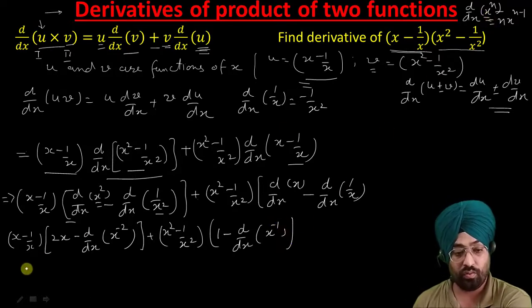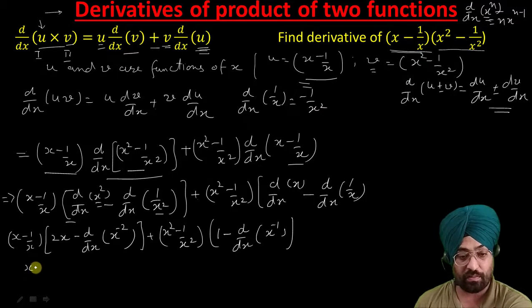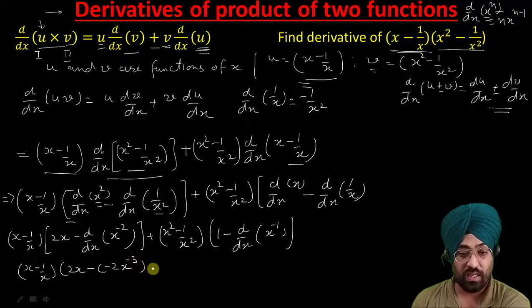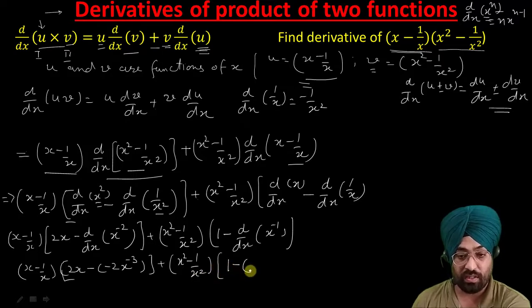Now let us try to do it. It will remain as it is, x minus 1 by x. Now here 2x. Now let us apply this formula, minus 2 x raised to the power minus 2 minus 1, which is minus 3. Then this will remain as it is, plus x square minus 1 by x square, 1 minus, so this again minus 1 x raised to the power minus 1 minus 1.